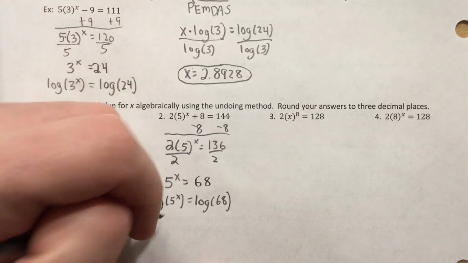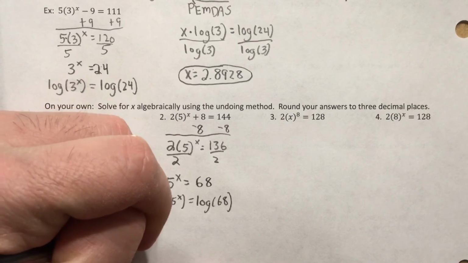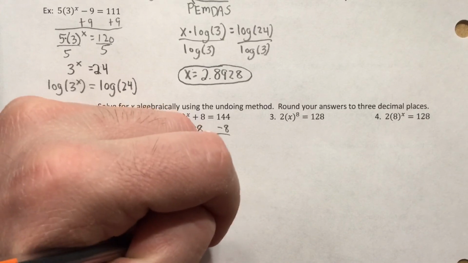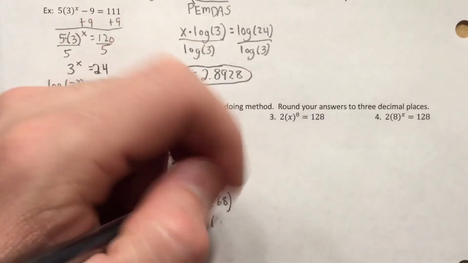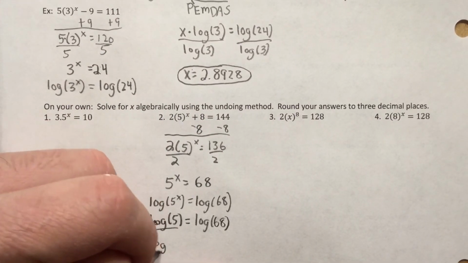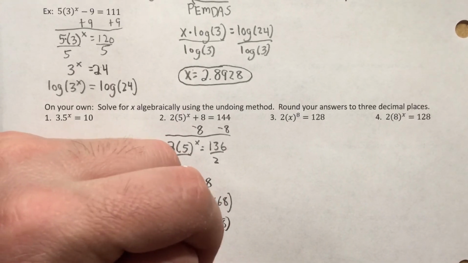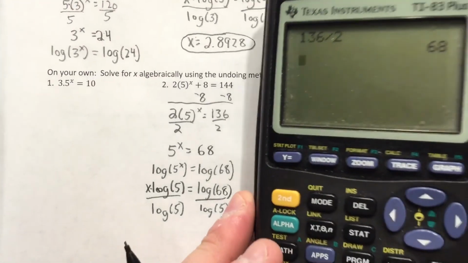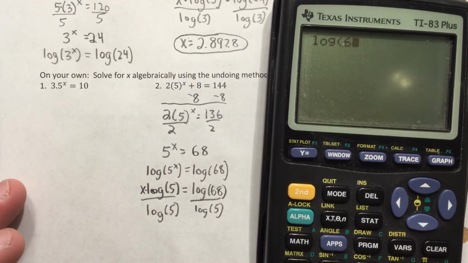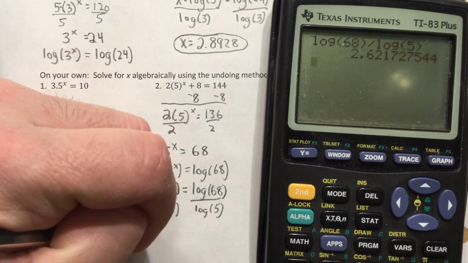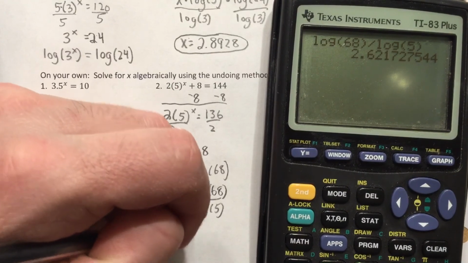Because when I take the log of both sides, that x is now going to be moved in front of my log out of the exponent. And now it's a simple multiplication problem, so to undo multiplication, I divide. So I'm going to divide both sides by log of 5. And so I would type in my calculator log of 68. Make sure you close the parentheses, divide by log of 5. And I would get 2.6217.